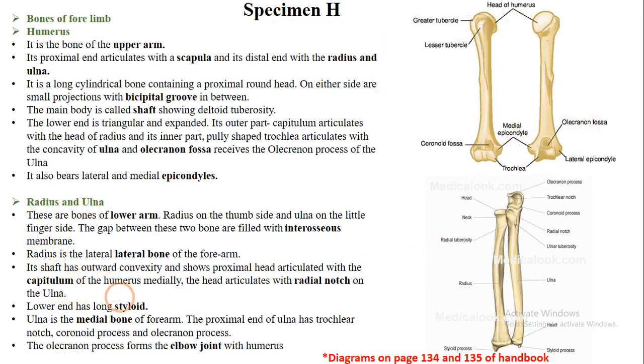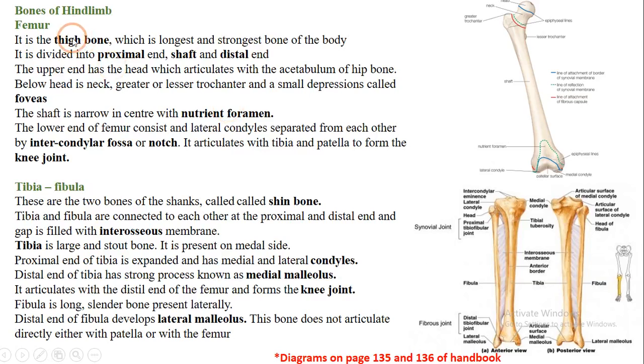Next, let us study the bones of the hind limb. The first bone of the hind limb is the femur, also known as the thigh bone. It is the longest and the toughest, or you can say the strongest, bone of the body. It is divided into the proximal end, the shaft and the distal end. The upper end has the head region, which articulates with the hip bone. Below the head is the neck.